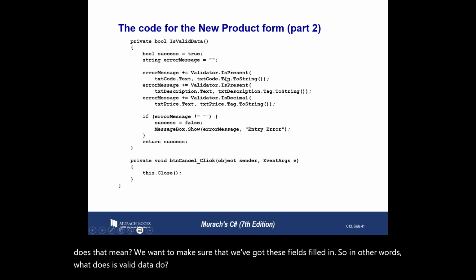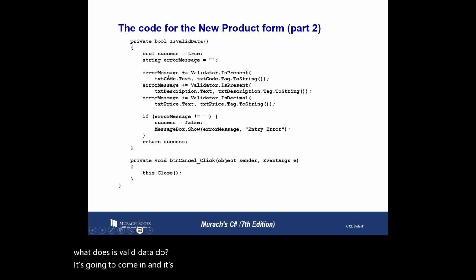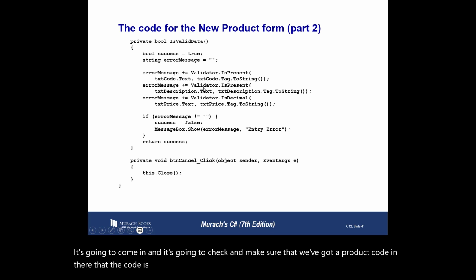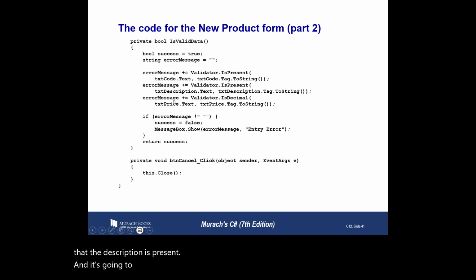It's going to come in and check and make sure that we've got a product code in there, that the code is present. It's going to make sure that we've got a description in there, that the description is present. And it's going to make sure that for our price, it's in there and it's a decimal.